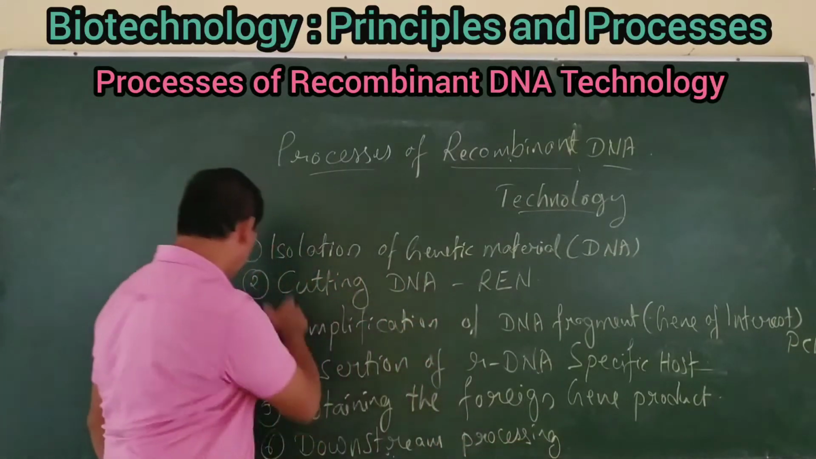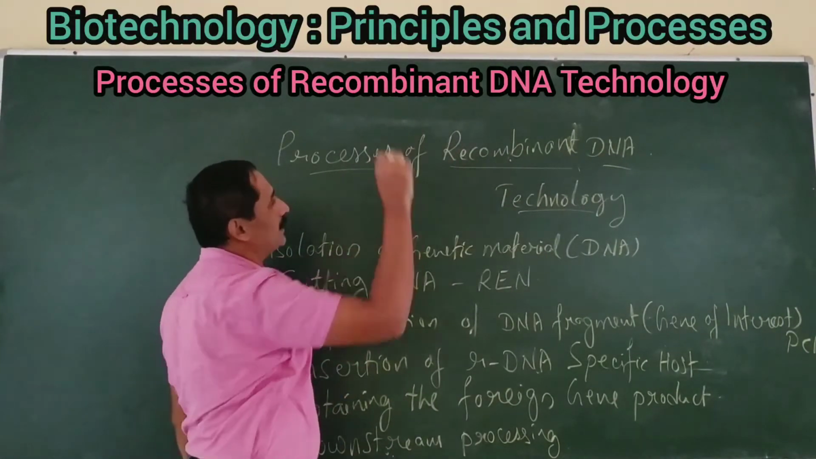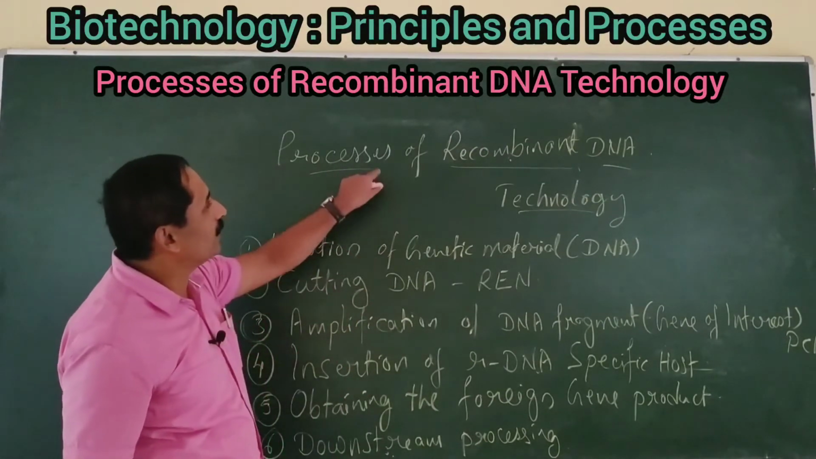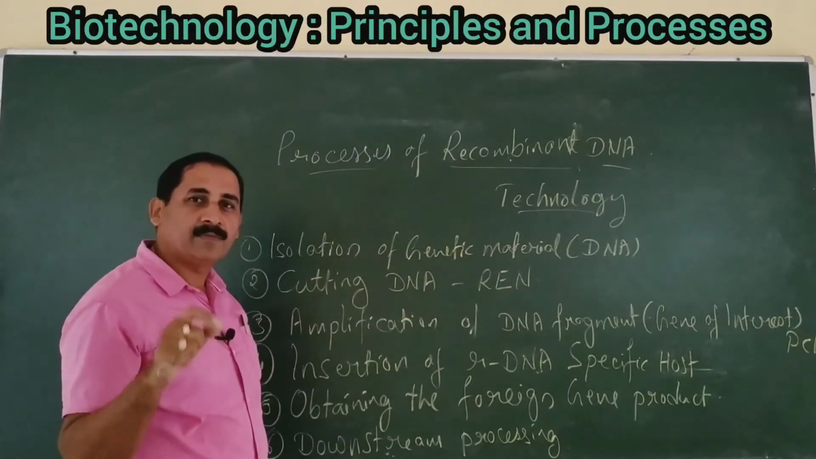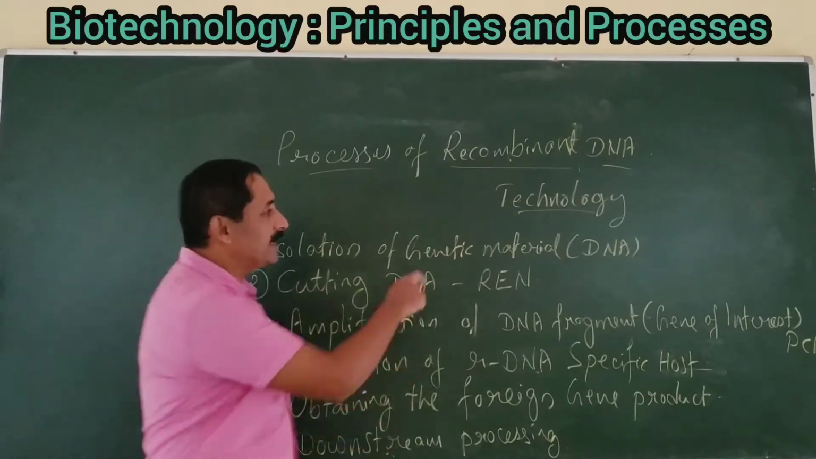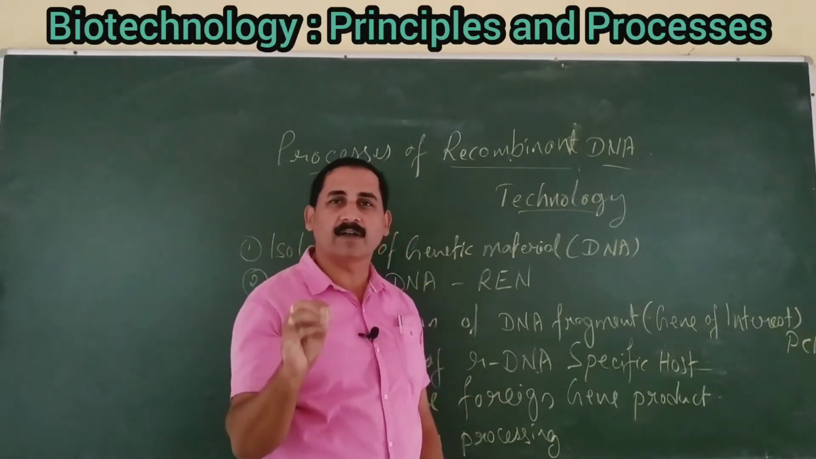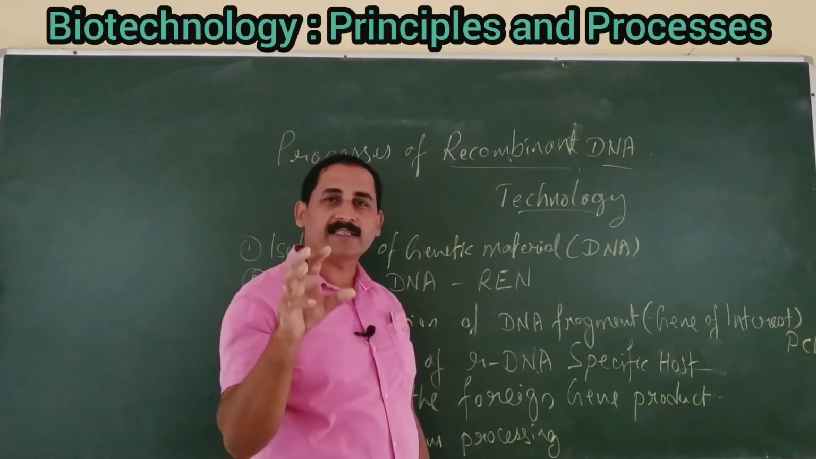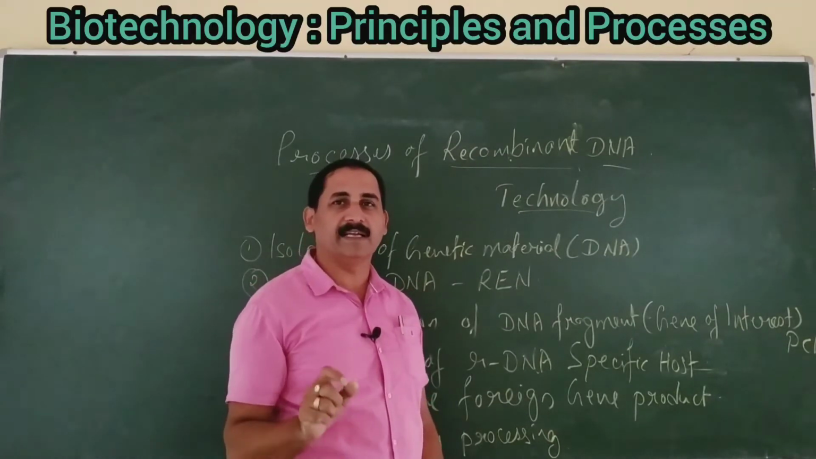So these are the 6 important steps involved in the processes of recombinant DNA technology, or rDNA technology. First, we have to isolate the gene of interest, the genetic material. In almost all organisms, DNA is the genetic material. How to extract this specific part of DNA?